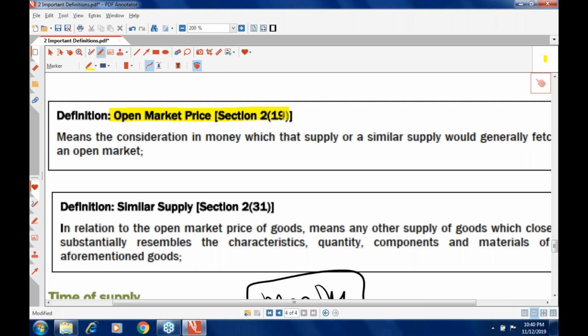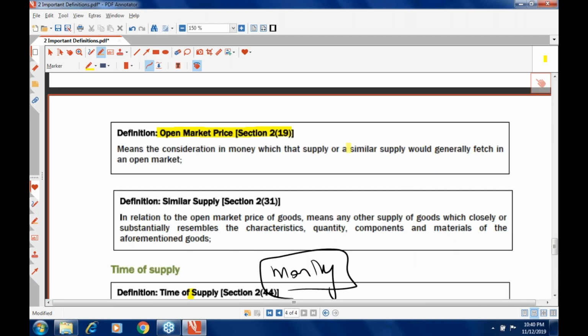The open market price, what does it mean? It says open market price means the consideration in money which a supply or a similar supply would generally fetch in an open market. So generally the price which is prevalent in the market is called open market price.